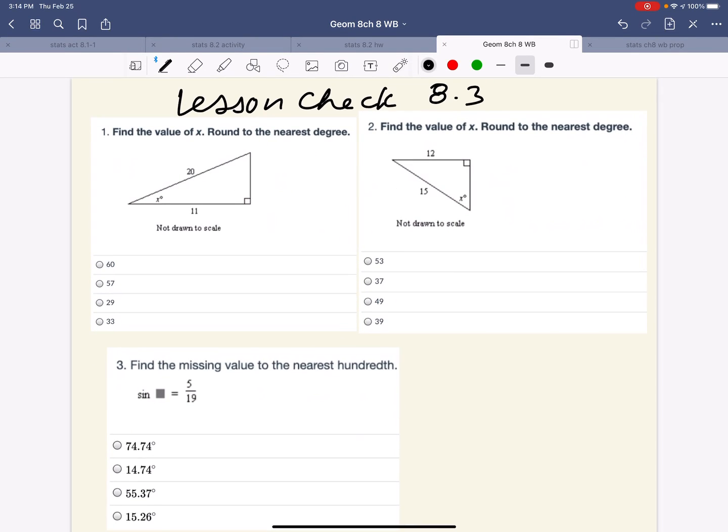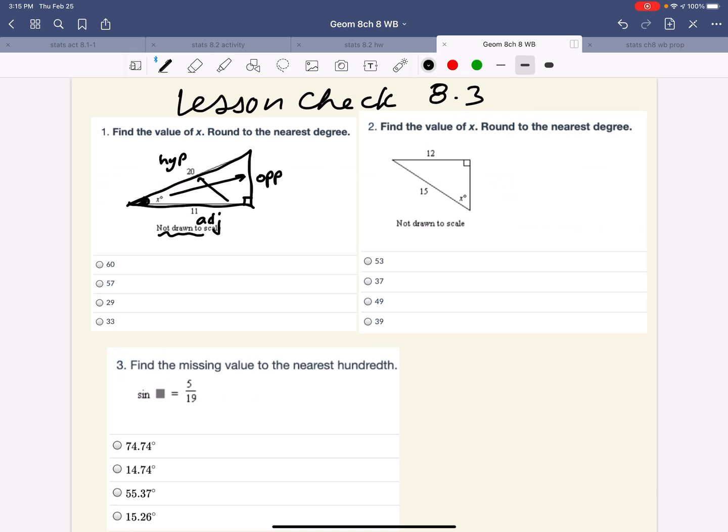Lesson check 8-3. Okay, so we have a right triangle, and it looks like this is our reference angle. So we'll label this opposite, and opposite the box is the hypotenuse, and the other side is adjacent. Now this is just saying don't completely go by looks. The drawing could be off a little bit, okay? That's what not to scale means.